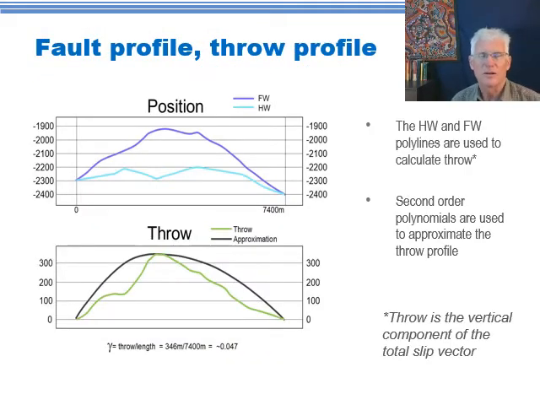The top diagram shows the position of the footwall, including the elevation, in sort of purple, and the position of the hanging wall in the light blue or cyan. From that, we can subtract one curve from the other and come up with the throw profile, which is shown in green in the bottom diagram. Then what happens is we approximate that with a second order polynomial, which enables the ongoing calculations to be performed.